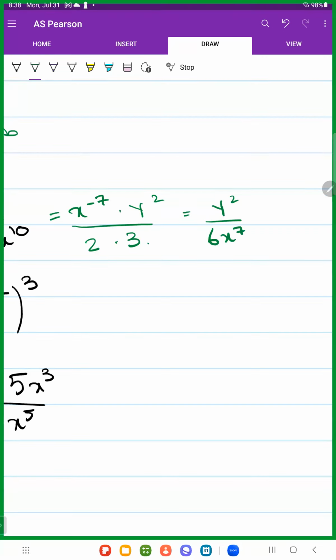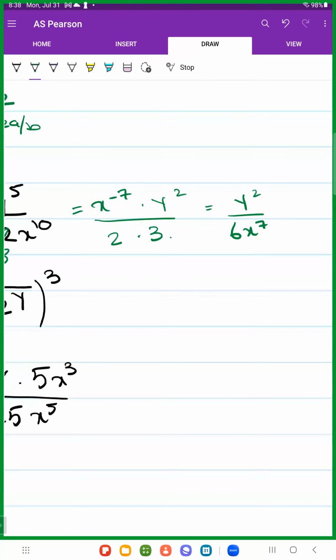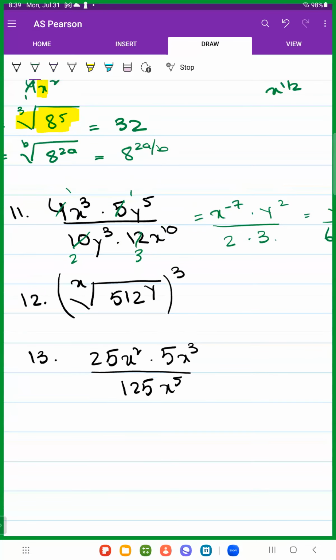No, I didn't multiply it afterwards. All right. What did you get for question 12? Yes, I got 8 to the power 3y over x. All right.